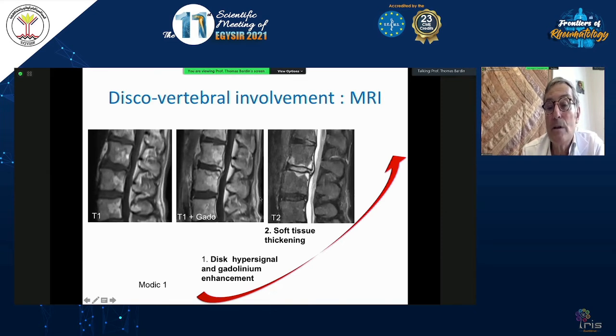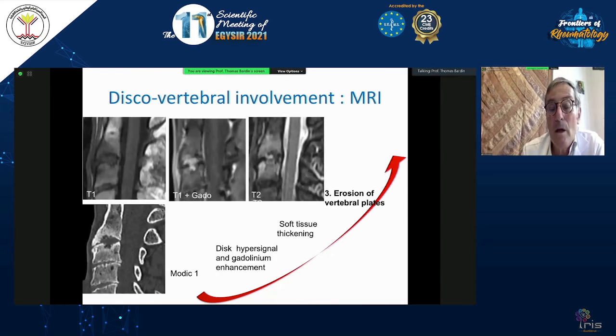The second stage is the same features, but with some soft tissue thickening, which takes the gadolinium. And you can see this, well, it's moderate, but it's there, a soft tissue thickening. On stage 3, you can see some erosions of the vertebral plates, which are, of course, most visible by CT scan, but you can see also on T1, and with this enhancement of the disc and the erosion by gadolinium. This is the erosive stage.